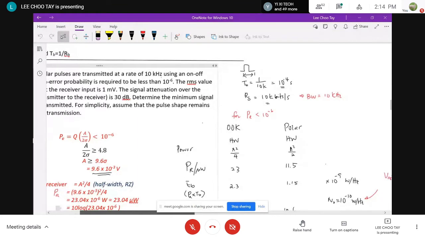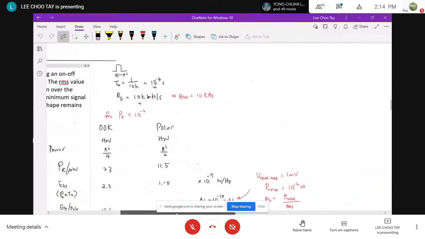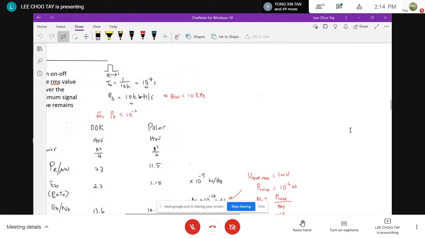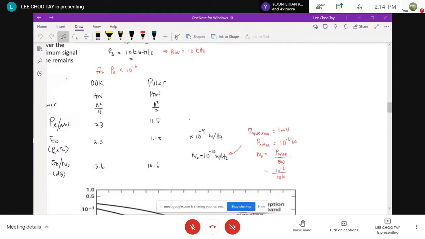And what about N naught? How do we calculate N naught? To get N naught, we take the noise RMS value. The noise RMS value is 1 millivolt. So that means the noise power is the square of the RMS voltage. So the power of the noise is 10 to the power of minus 6 watt. I square this one, I get this one. Then that gives me N naught.